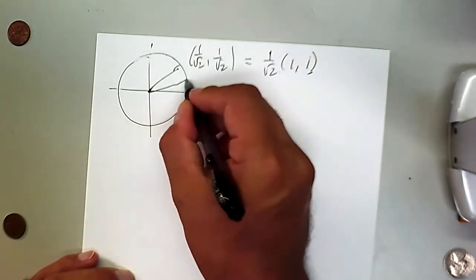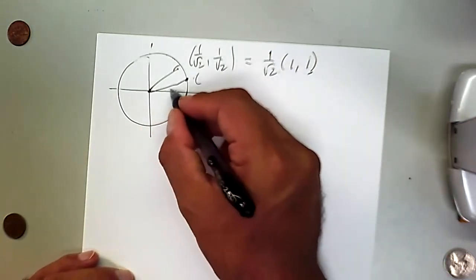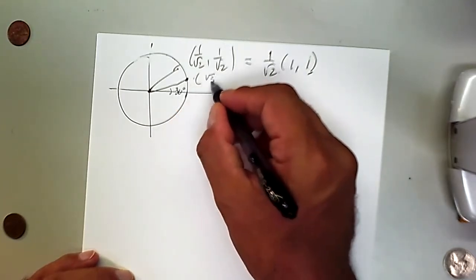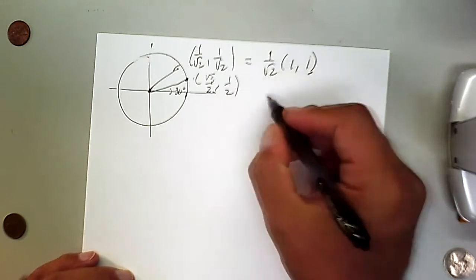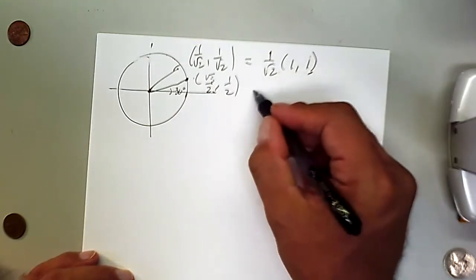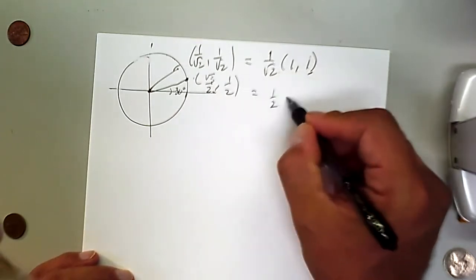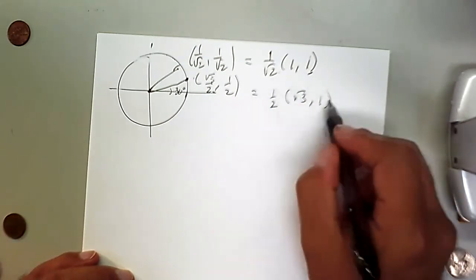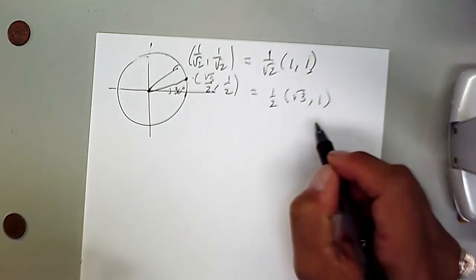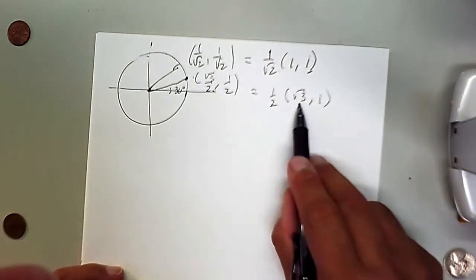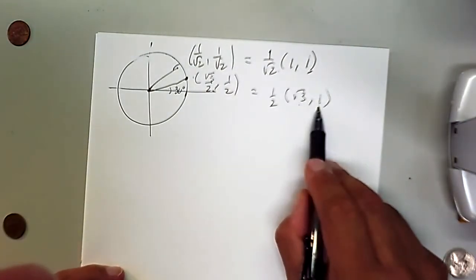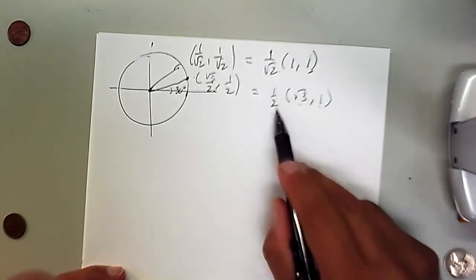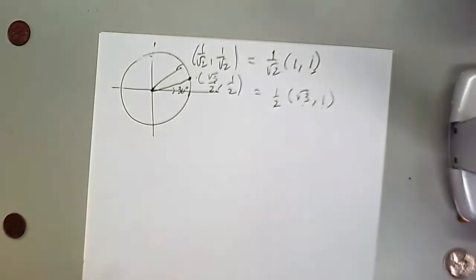And that happens everywhere. Here, when you have a 30-degree angle, you got square root of 3 over 2 comma a half. Well, if you factor out the 1/2, you get square root of 3 comma 1. This is a unit vector, because if you square this guy, you get 3, square that, you get 1, 3 plus 1 is 4, square root of 4 is 2, that's why dividing by 2 makes that a unit vector.